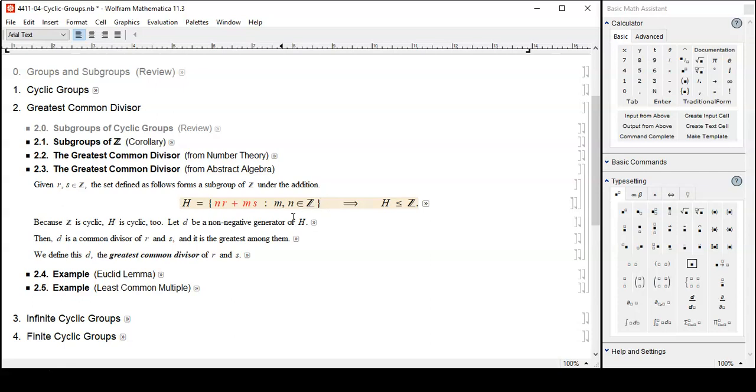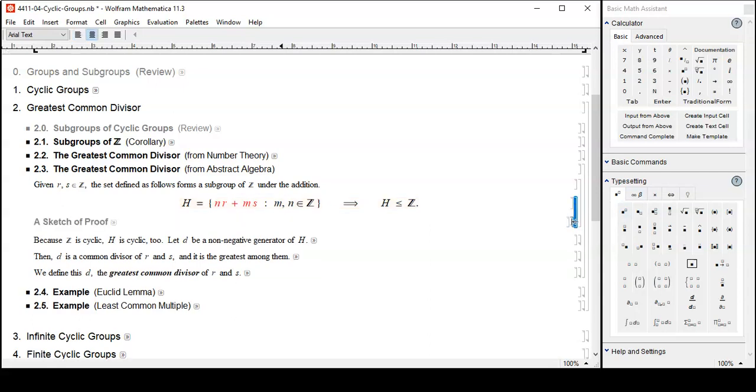Then we claim this set H forms a subgroup. So how do we check the subgroup? Remember that? Well, we have to check the three things. Closed under the group operation, number 1. Number 2, the identity. Number 3, the inverse. Remember all those? Can you stop the playback and check all three? Well, here's a sketch.